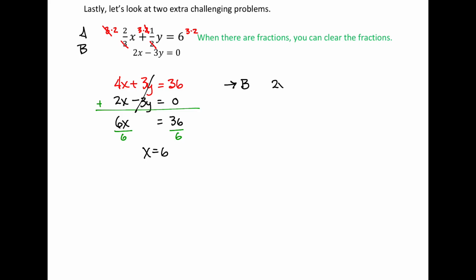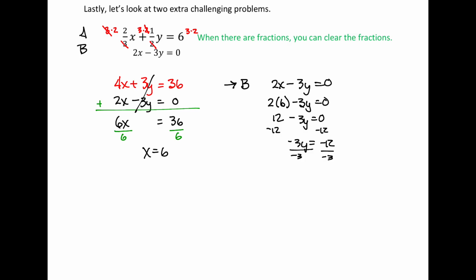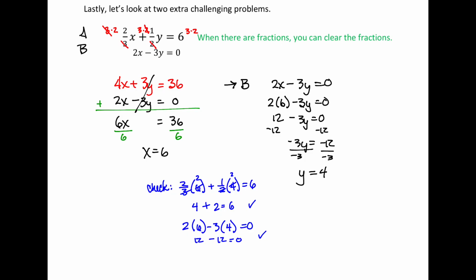So I get 2x minus 3y equals 0. However, x is 6. So 12 minus 3y equals 0. Minus 12 from both sides. So negative 3y equals negative 12. Divide by negative 3, and y equals 4. And there's the work for checking it, so you can see that it works.